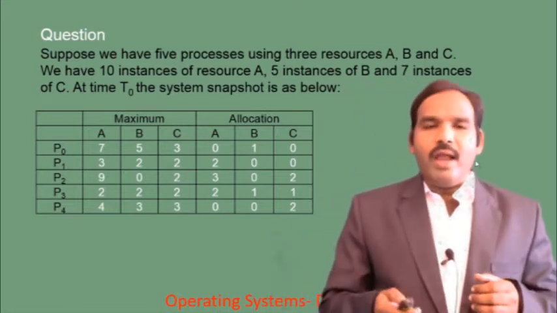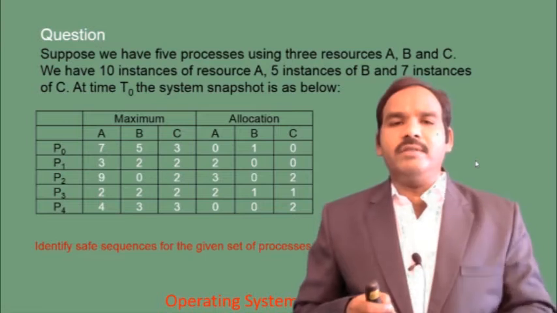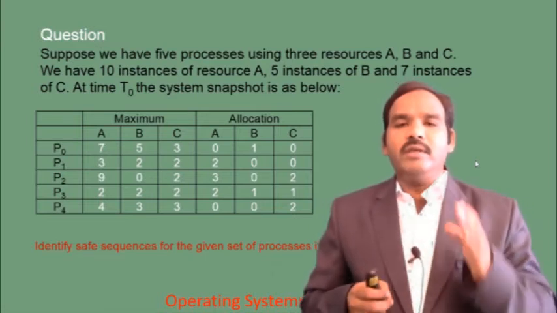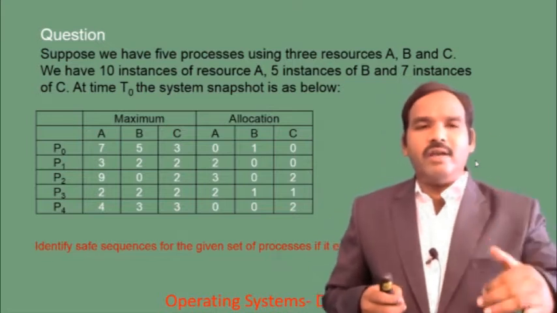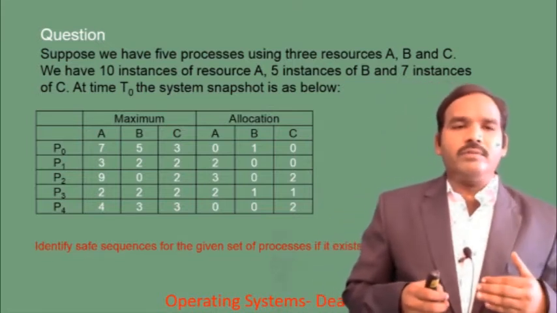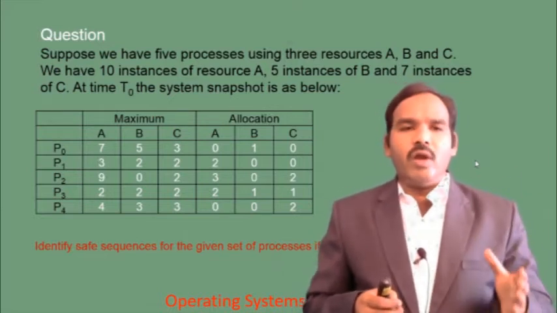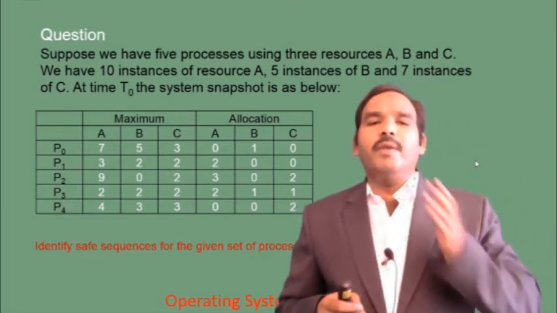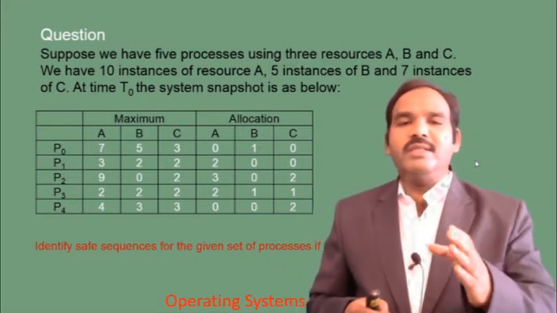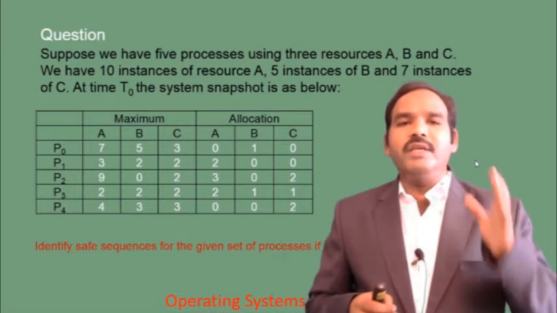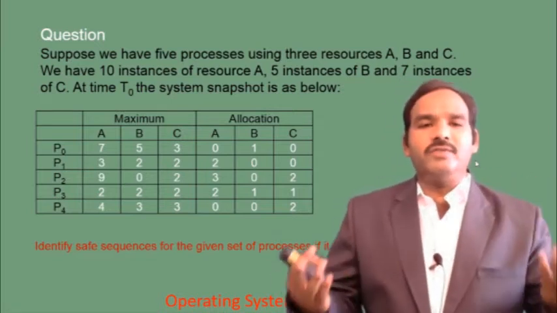This is the question. Finally, what they are asking is: identify a safe sequence for the given set of processes if it exists. The process set contains 5 processes named P0, P1, P2, P3, P4. For these processes, with these resources available, this is the maximum claim of each process for each type of resource and this is the allocation. Can you identify a safe sequence or not?